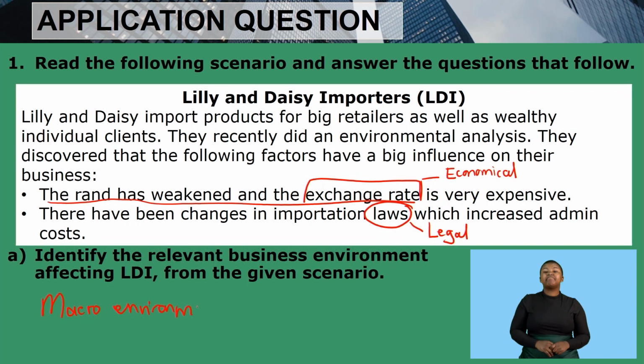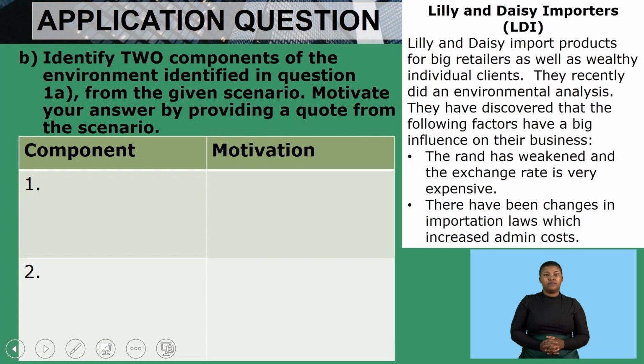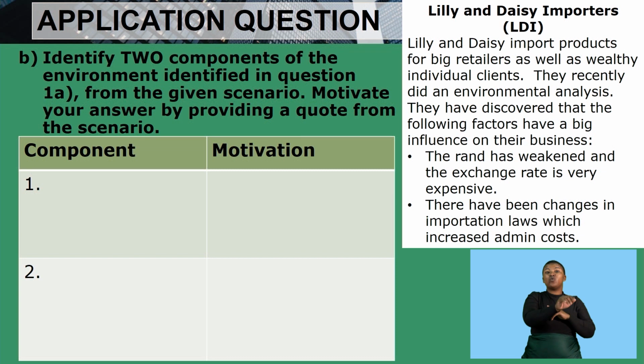So it's only necessary to answer the business environment. If you look at the question, it says identify the relevant business environment. So our answer will be straightforward: macro environment. But then the question continues and asks, identify two components of the environment identified in question 1A, of course the macro environment, from the given scenario, and then motivate your answer by providing a quote from the scenario.